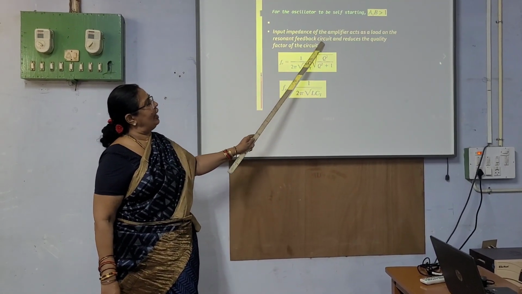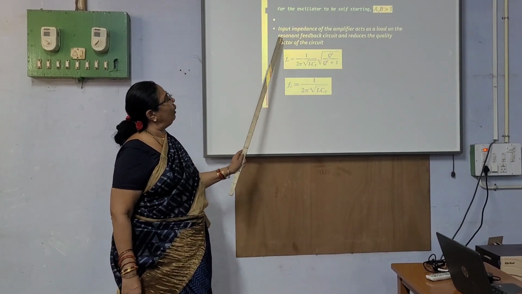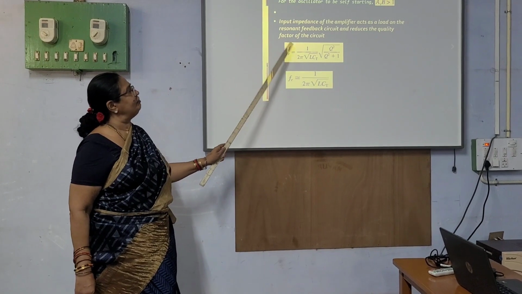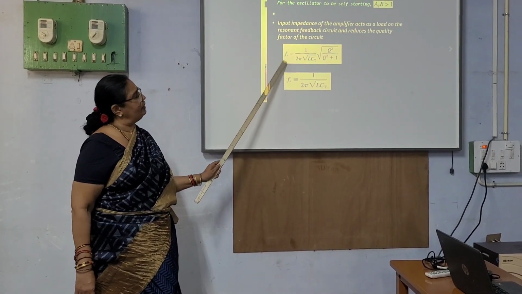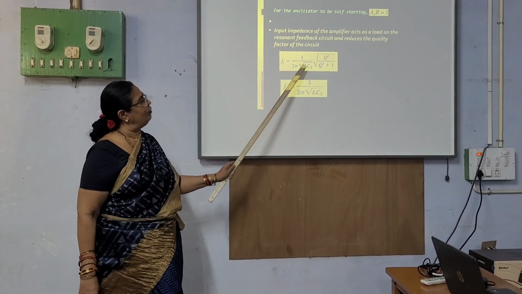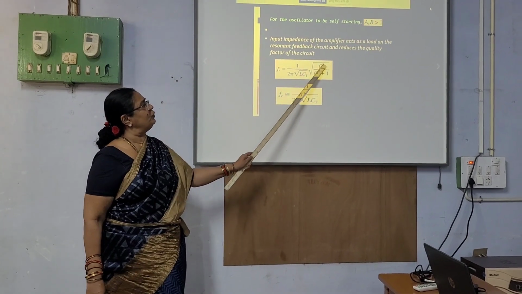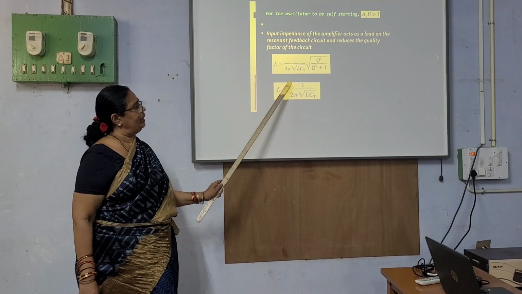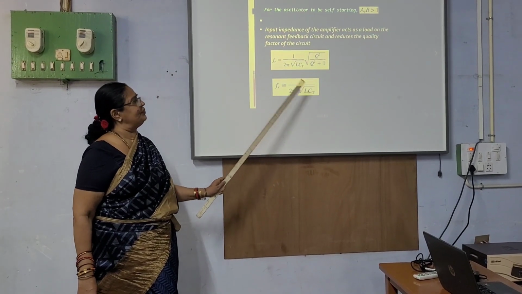Input impedance of the amplifier acts as a load on the resonant feedback circuit and reduces the quality factor of the circuit. Fr is equal to 1 by 2π root of LCT root of Q square plus 1. Fr is equal to 1 by 2π root LCT.